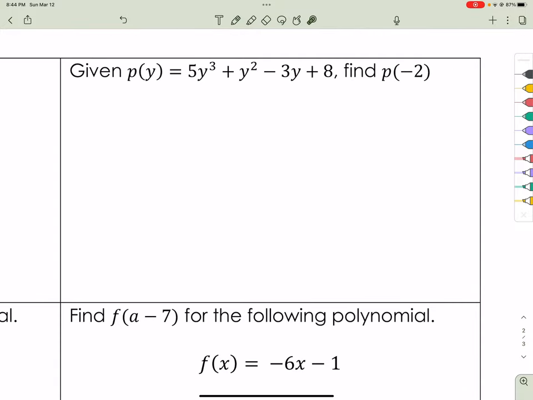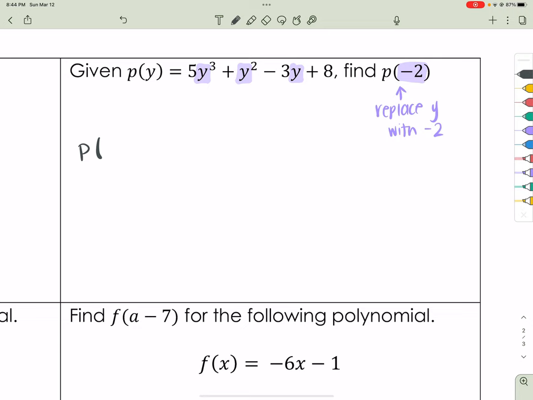All right, here's my next one. P of y equals 5y cubed plus y squared minus 3y plus 8. Find p of negative 2. And so everywhere there is a y, I'm going to replace with a negative 2. So I'm going to replace y with negative 2.